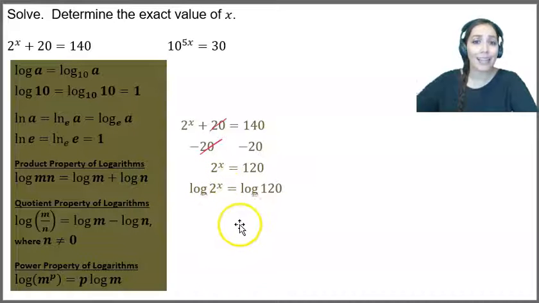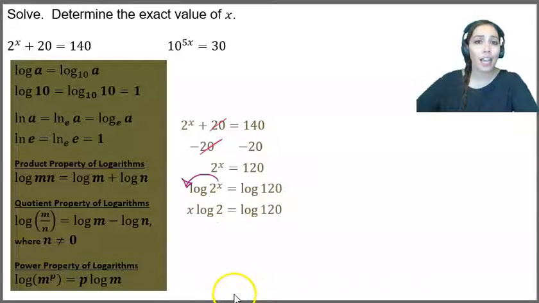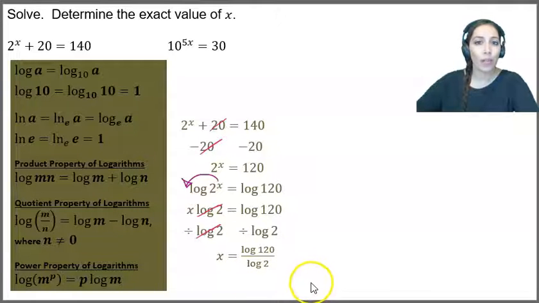Now notice that my x is in that exponent position. If you look at the power property of logs, if I have an exponent like this p, I can go ahead and pull that p out in front. So I'm going to pull this x out in front. So I have x times log of 2 equals log of 120. From here, I have to remember that I am trying to solve for x, so I need to get x by itself. Instead of multiplying by log of 2, I'm going to divide by log of 2 on both sides. So log of 2 will cancel on the left, and I get x equals log of 120 over log of 2. Now on this problem, the directions said it wanted the exact value. So I am not going to use my calculator on this one. I just want the exact value.